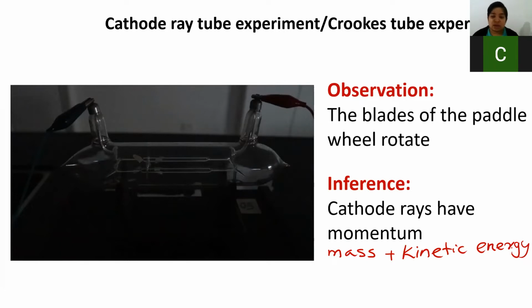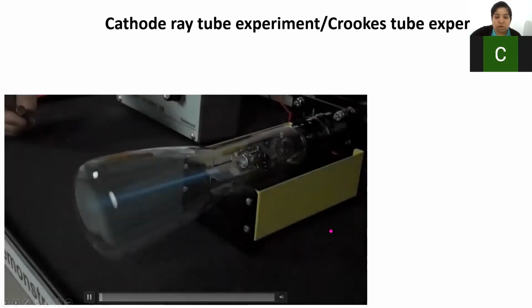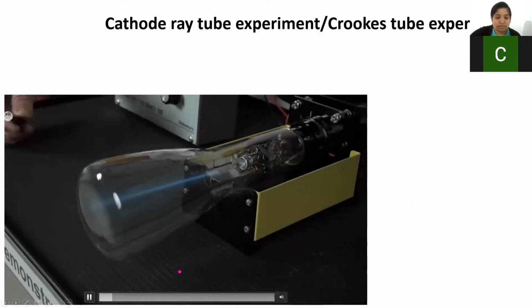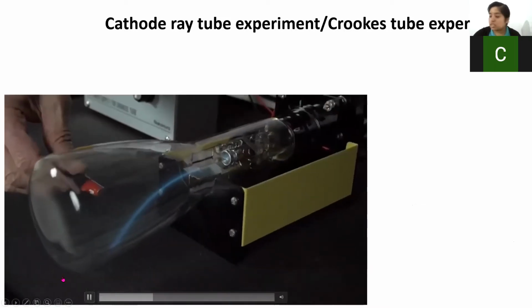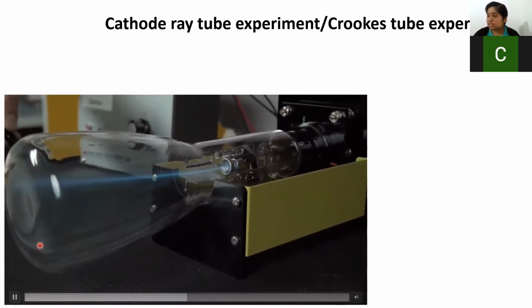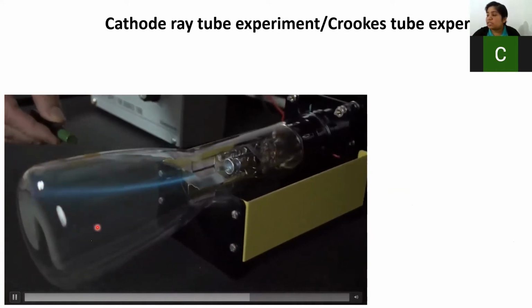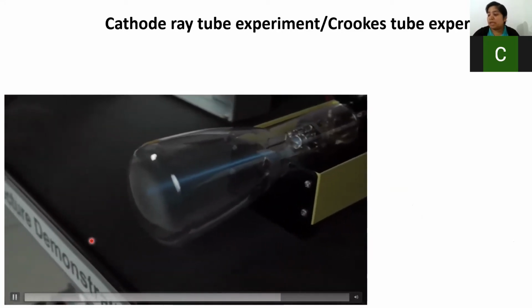So you can say it either way, either it has a momentum or a mass plus a kinetic energy. Now let's see how this is going to work in the presence of a magnetic field. You can see that when we hold a magnet, it's going to deflect. Can you see? It is not deflecting towards the magnet. It is deflecting towards an angle perpendicular to it.